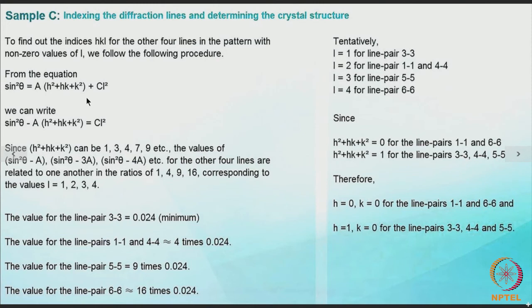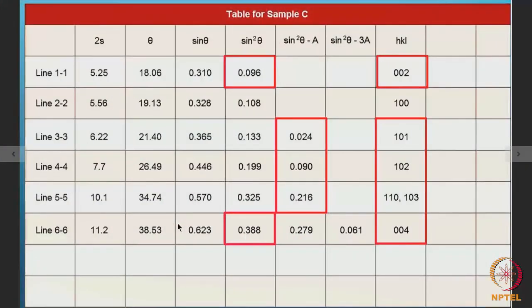Now, using this logic, the value of the line pair 3, 3 is 0.024. The values of the line pairs 1, 1 and 4, 4 are 4 times that. The value for the line pair 5, 5 is 9 times that. The value for the line pair 6, 6 is 16 times that. Now, if we go to the next diagram, it will be quite apparent.